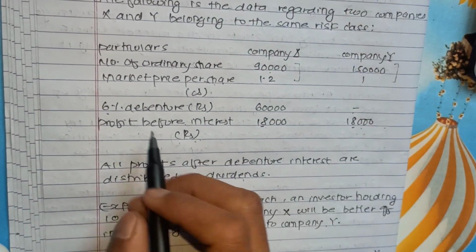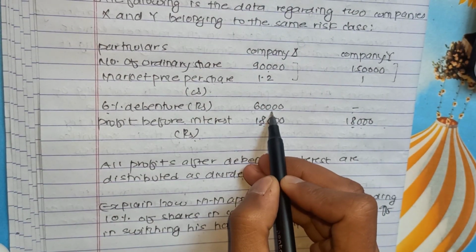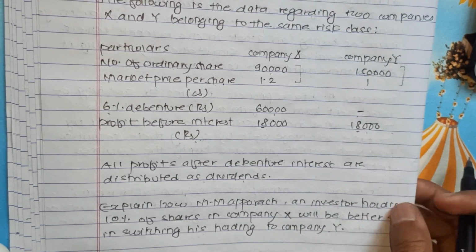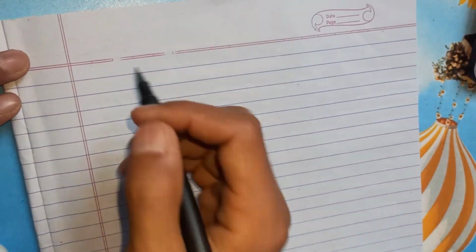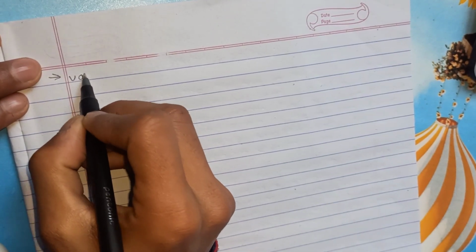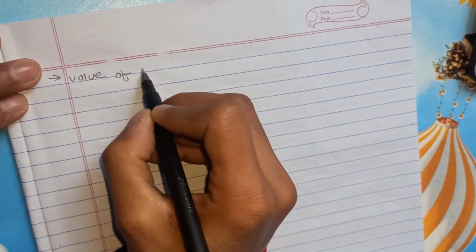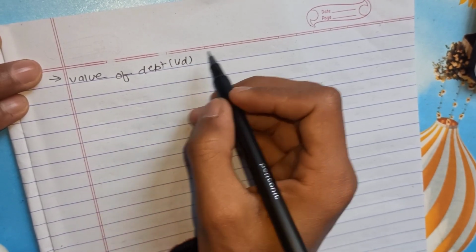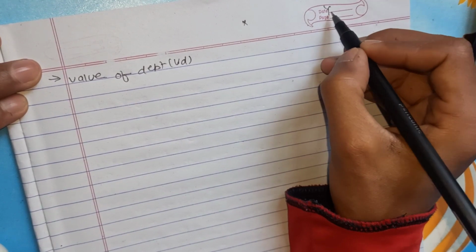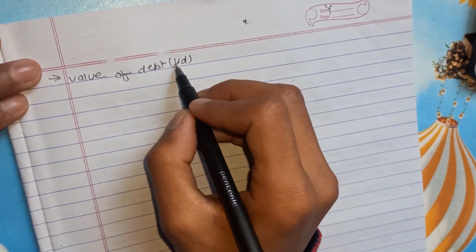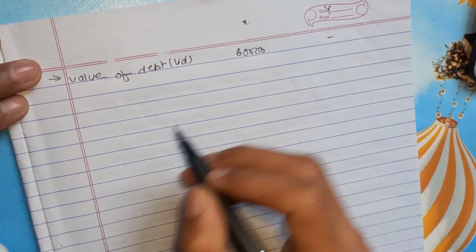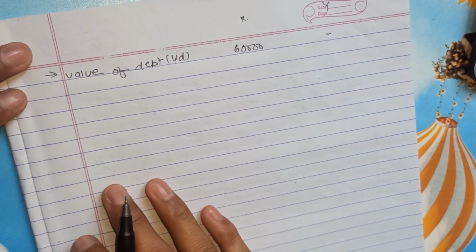Now we will calculate the value of debt. How much is the value of debt? Company X has 60,000, and company Y does not have debt, which is unlevered. Similarly, value of debt means VD. Value of debt in X is 60,000 and in Y it does not have any debt.